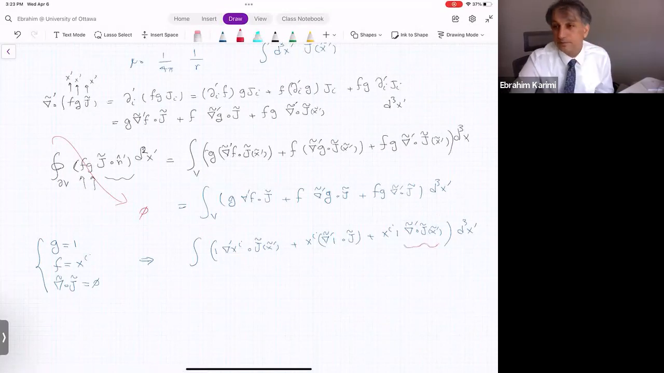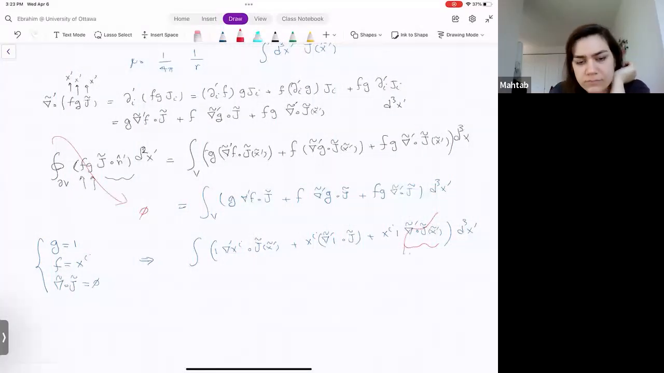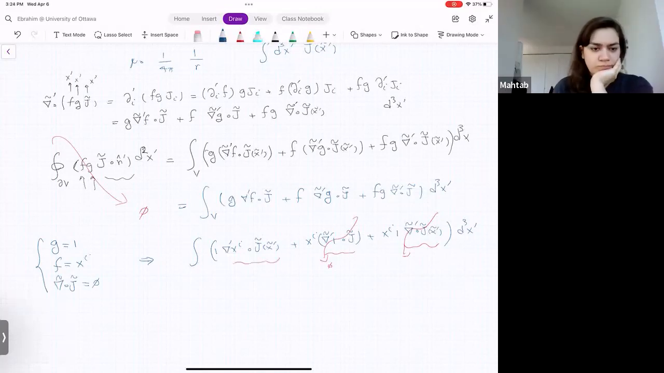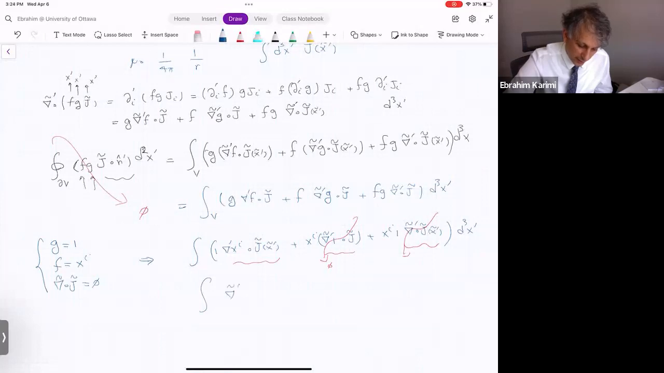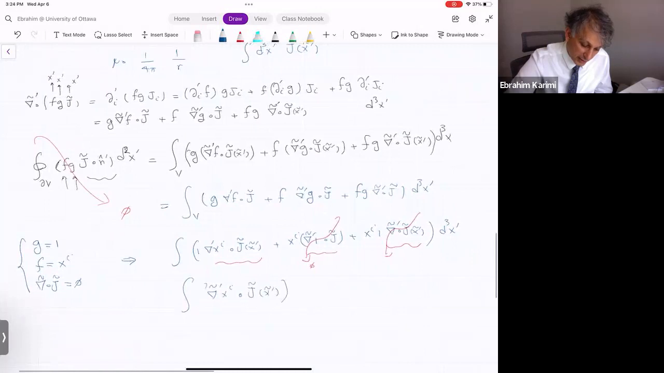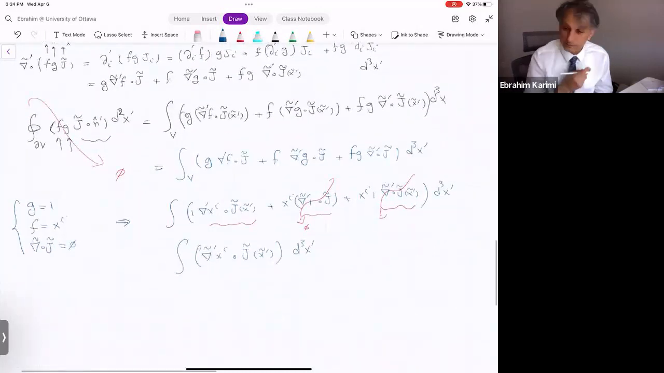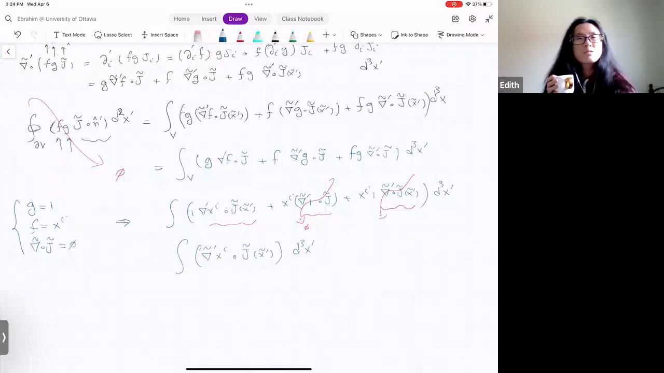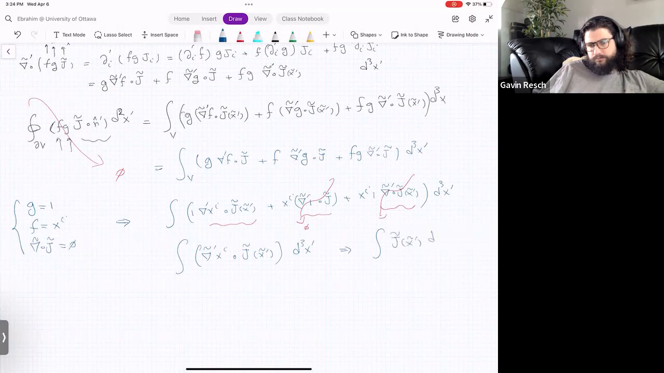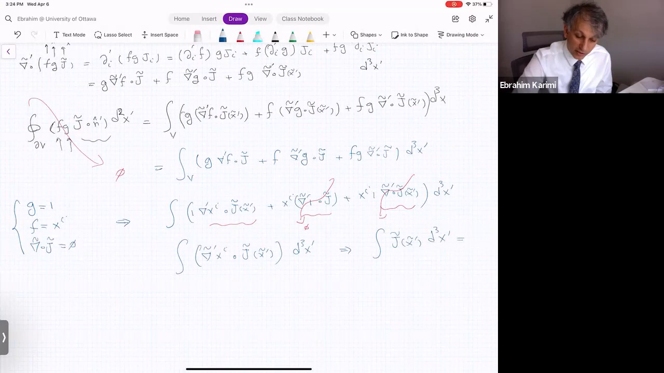What is this term? Is it 0? It is 0. What about the second term? Again, 0. Perfect. What about this one? Can you tell me? Integral of gradient prime of x_i dot j of x prime d3x prime. Any idea? Is it just j_x? Exactly. It is the integral of j of x prime d3x prime, and the left side was 0.